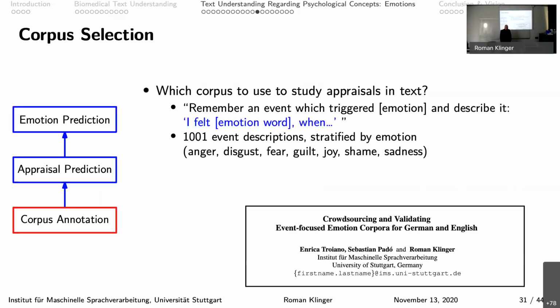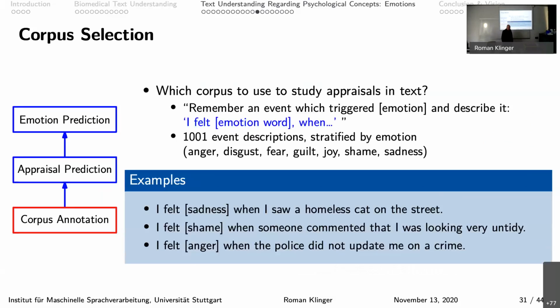So this led to 1001 event descriptions stratified by emotion. And these look like that. I felt sadness when I saw a homeless cat on the street. I felt shame when someone commented that I was looking very untidy. I felt anger when the police did not update me on a crime. And of course, the classification task in such a corpus would be to predict the emotion without having access to these emotion names.